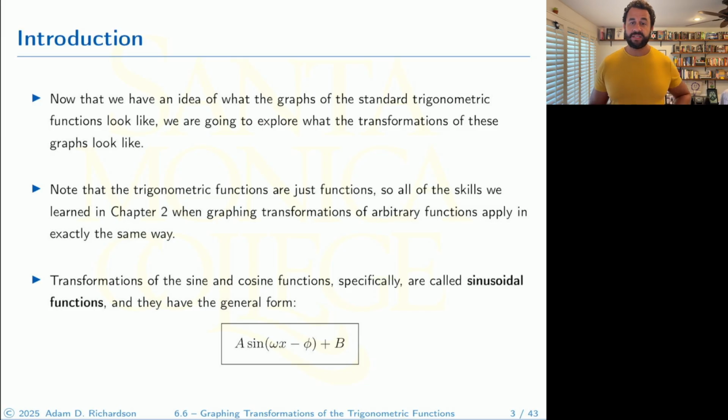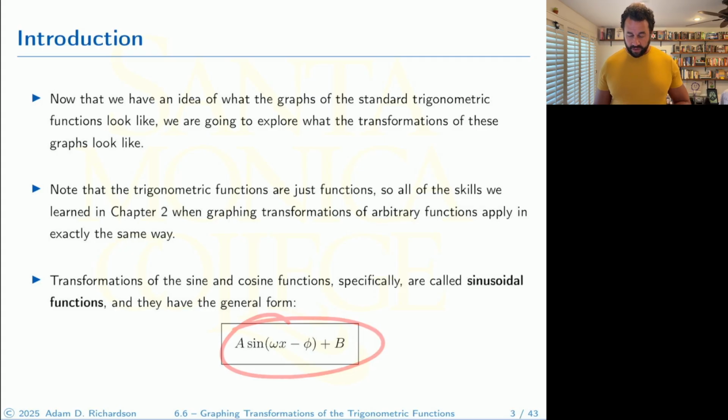Now that we have an idea of what the standard trigonometric functions look like, the graphs, we're going to do transformations. Well, I guess this is the good news. The properties of those transformations are identical to what we talked about back in chapter 2, when we looked at transforming arbitrary functions. It's the same now. No real difference except graphing them by hand, the trig functions. It helps if we take note of where those key points are. It makes it easier.